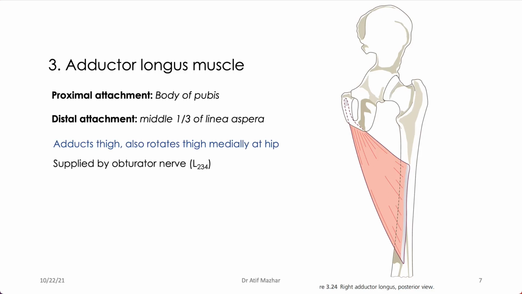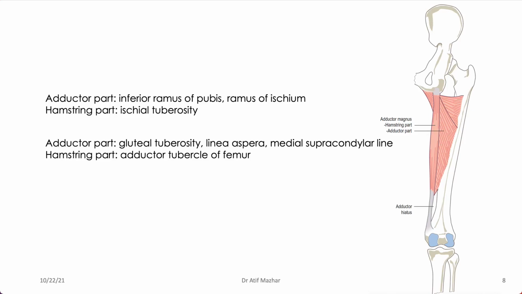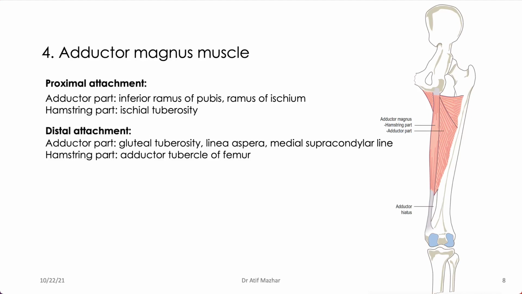And it's supplied by the obturator nerve. Now the big muscle is adductor magnus, and it has two parts, an adductor part and a hamstring part. The adductor part comes from the inferior ramus of the pubis and ramus of the ischium, and the hamstring part comes from the ischial tuberosity. Distally, the adductor part goes to the gluteal tuberosity, linea aspera, and medial supracondylar line, and the hamstring part goes to the adductor tubercle of the femur. So these are the proximal and distal attachments.